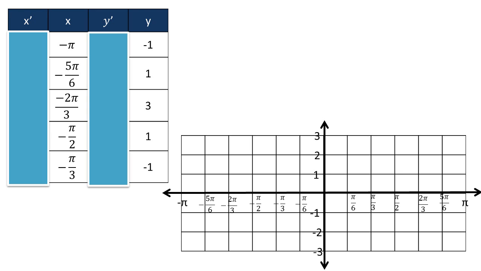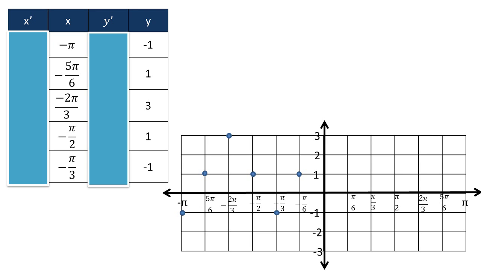So I just plot these points: negative pi, negative 1; negative 5 pi over 6, 1; negative 2 pi over 3, 3; negative pi over 2, 1; and negative pi over 3, negative 1. Only problem I have now is that that is only one period, and I needed to graph 2 periods. So I'm just going to continue the pattern. So I go over 1 more pi over 6, and that's going to bring it back to 1.